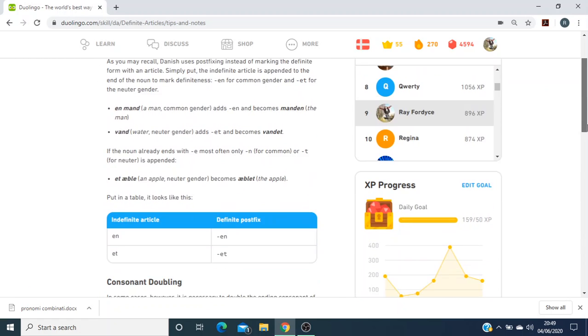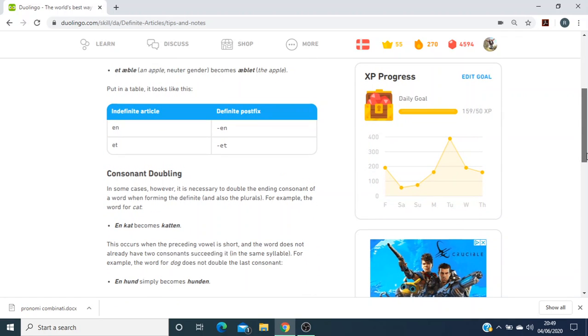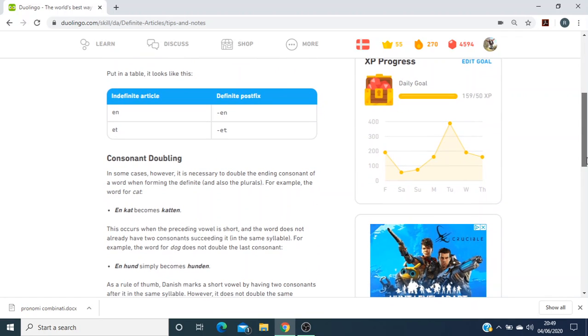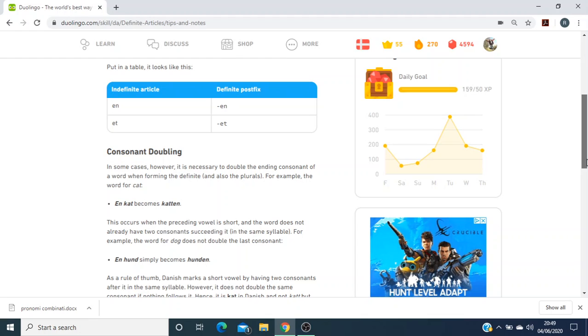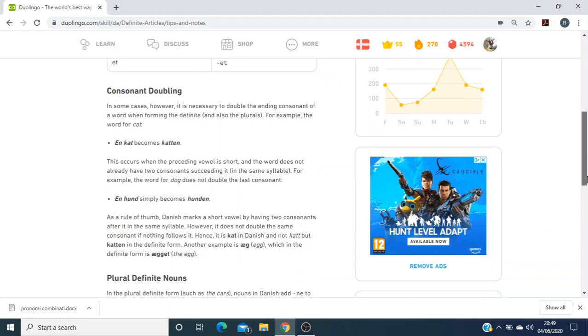So put in a table, it looks like this. We've had this in the last few videos: en or et at the beginning of the word for indefinite, and -en or -et at the end of a word for definite. And we had this in the last video about consonant doubling.